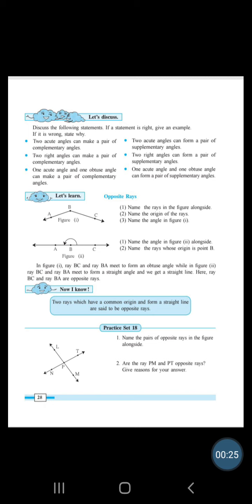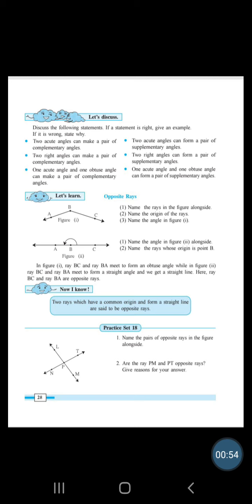In the first figure, you can see that there is an angle formed, which is an obtuse angle. And in the second figure, you can see that it is a straight line. The 2 rays which have a common origin and form a straight line are said to be opposite rays. So can you tell now which one is an opposite ray? Figure 1 or figure 2?